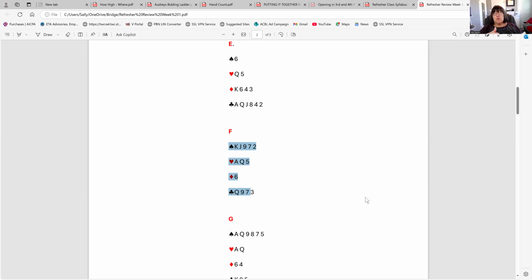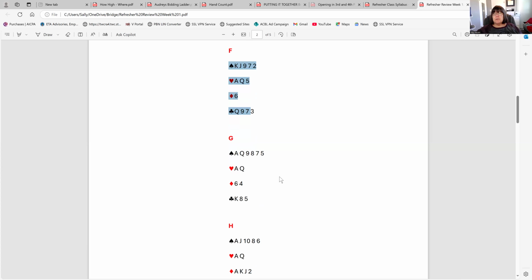Our 13 points plus the most partner can have when he says 2 spades is 21 points. So we don't want to go any higher. 12 plus 9, yeah, 21 points. So we just pass. We pass 2 spades. Let's look at the next example here.